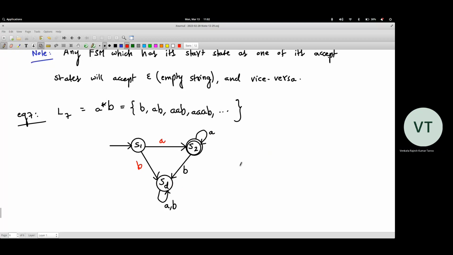Yeah. So there will be a self loop on S1 for A, then S1 to S2 on B. Remove the self loop on S2. Sorry? S1 is also an accept state. If S1 is an accept state, then it should accept epsilon, right? No, what you're saying, if S1 is an accept state, it should accept epsilon. But epsilon is not supposed to be accepted. The language does not have epsilon.